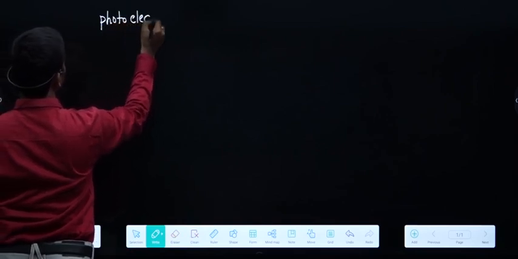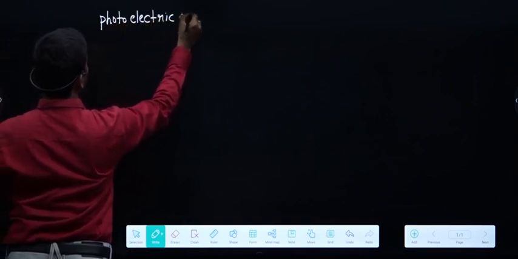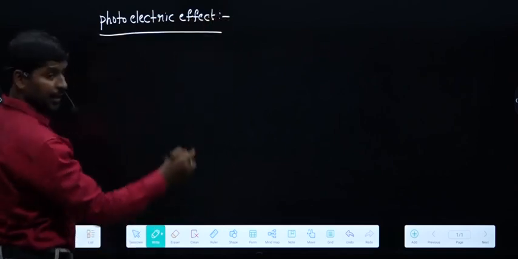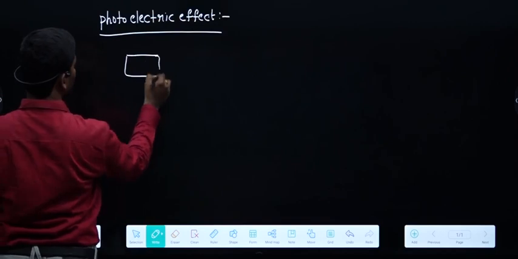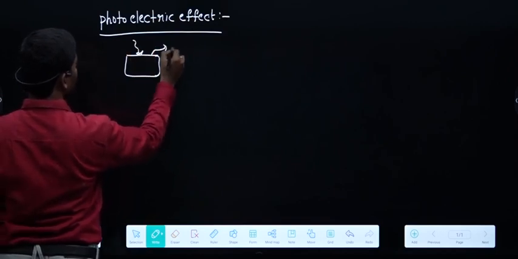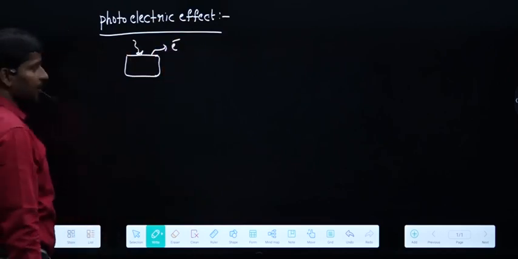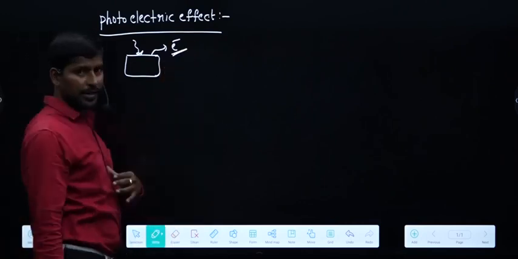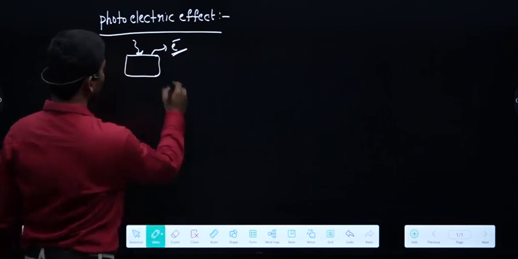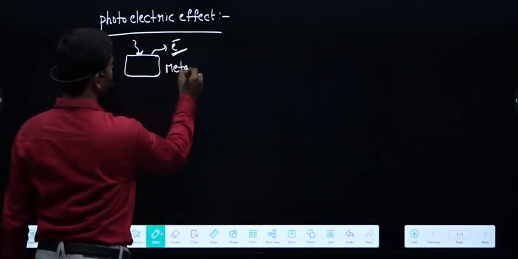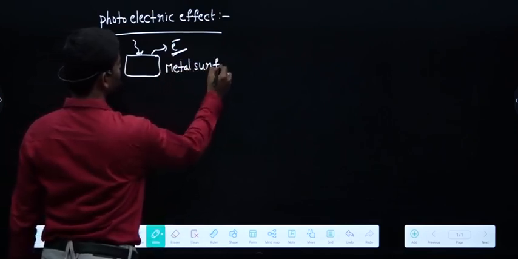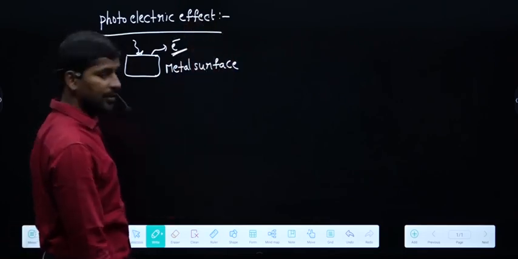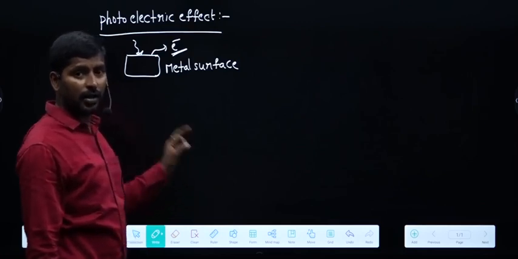Photoelectric effect. Okay, on a metal surface, if you apply light energy, if electrons are ejected, that is called the photoelectric effect, and these electrons are called photoelectrons. On a metal surface, we are applying light energy, then electrons are ejected, that is called the photoelectric effect. This is observed in alkali or alkaline earth metals.